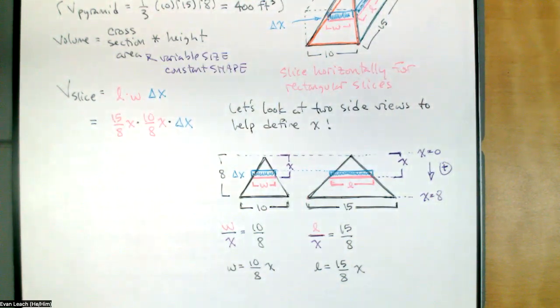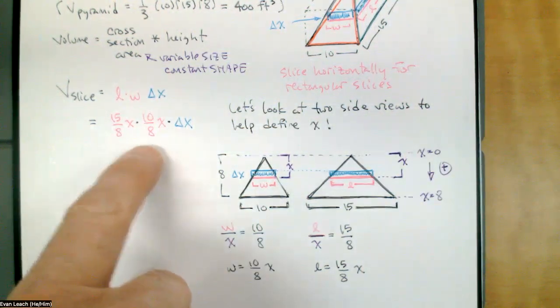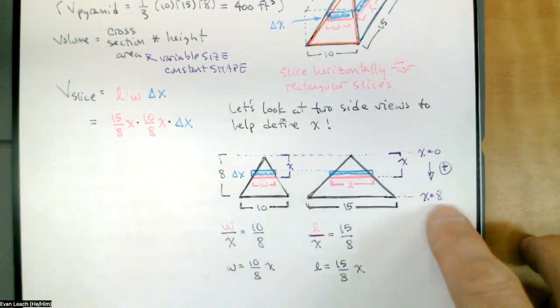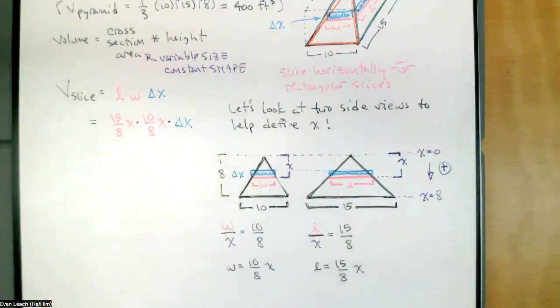And it's going to be a different volume depending on the value of x. At the top of the pyramid, the volume of that slice is 0. And that makes sense because x is at the top at 0. We plug in 0. At the bottom, when x is equal to 8, the area of that slice should be 10 times 15. So if I plug 8 into these expressions, the 8's cancel out, and I get 10 times 15. So in case you were wondering why I didn't simplify 10 over 8, that's why.